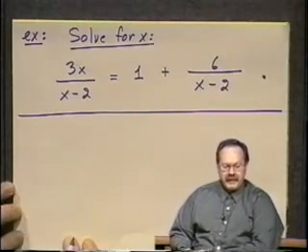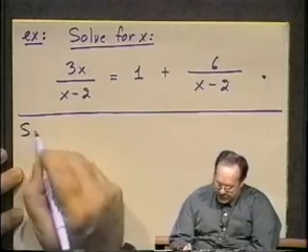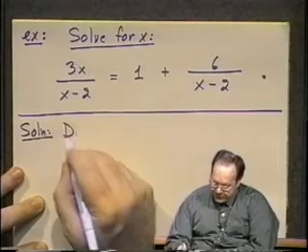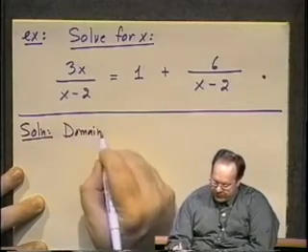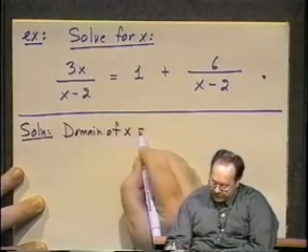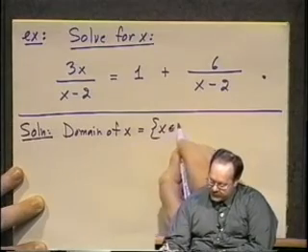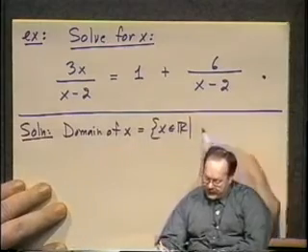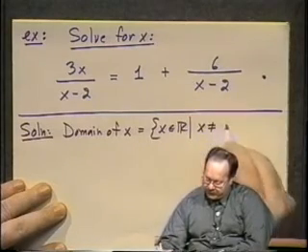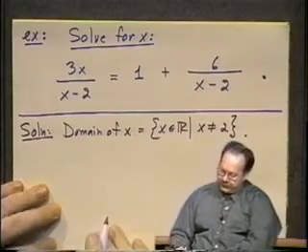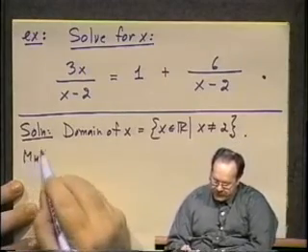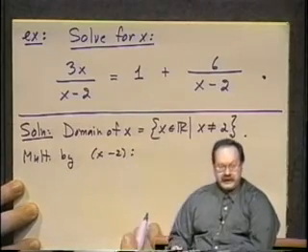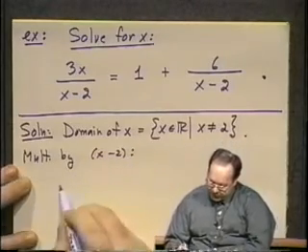Okay, let's see what I'm going to do. Solution. Well, of course, you know the first thing I need to indicate is the domain of that variable x. So it'll be all the x's in the real numbers, such that what? Well, there's only one denominator here, x minus 2, so I don't want x to be 2. So x not equal to 2. All right, with that in mind, I will multiply by x minus 2. That's to clear the fractions. So let me show you the work there.